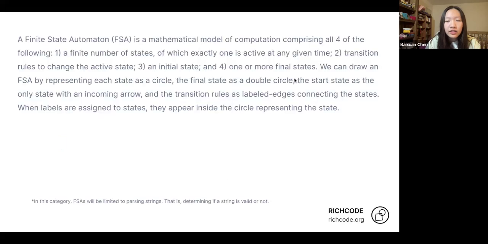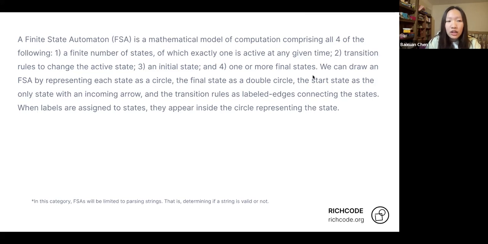Just an introduction, an FSA is a mathematical model of computation comprising all four of the following. They have a finite number of states where exactly one is active at a given time, and the transition rules to change the active state. And there's an initial state and one or more final states. This will make more sense later when I show you the diagram.